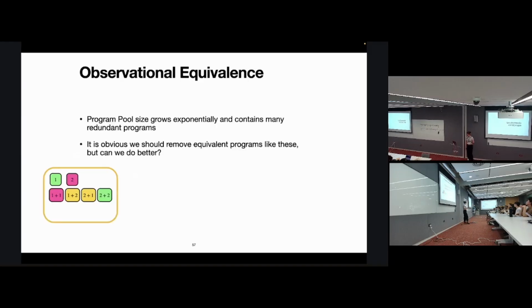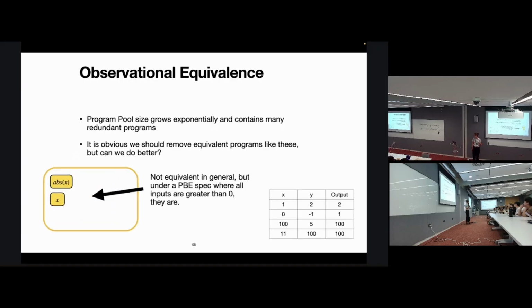I'm going to tell you about something that is even better than doing that, which is observational equivalence, which is better than having to check the full equivalence, because for full equivalence I would either have to ask an SMT solver if the two programs are equivalent, which is expensive, or I would have to encode a bunch of rules that tell me when two programs are equivalent. So sometimes programs are not equivalent in general, but under a programming by example specification, they are equivalent under all of my examples, and so I can consider them to be equivalent.